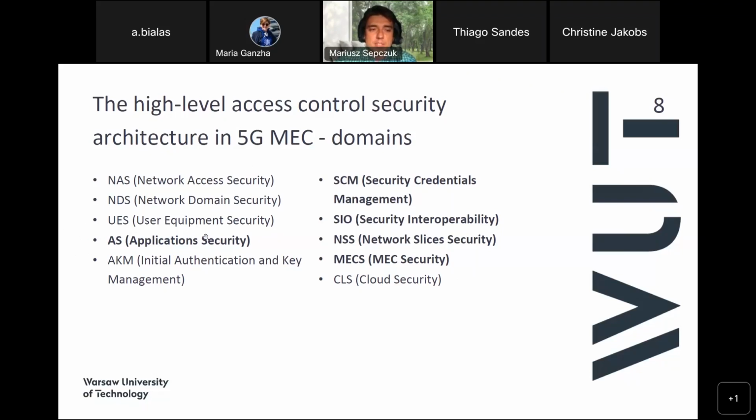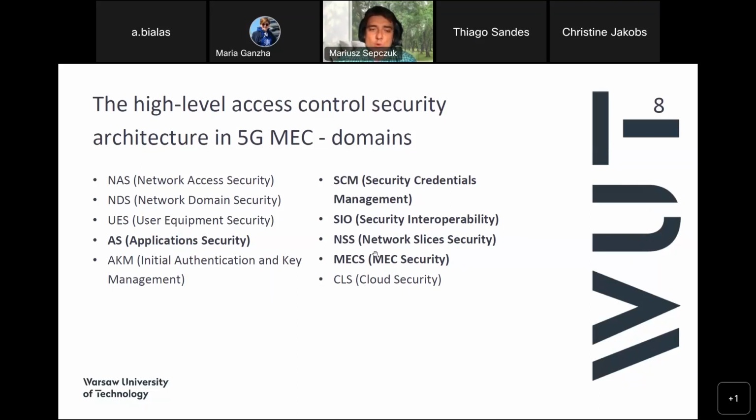So first of all, we have the application security domain, and this domain is the support for secure communication between the application in user equipment and the application offered by the service provider. And the next one is security credential management, and this domain includes the service authentication and relevant key management between user equipment and the external data transmitting through the network. The next domain is security interoperability, also via MEC, and this domain is a support of the openness of security capability between 5G network entities and some external service providers, because in one MEC ecosystem there can be many service providers.